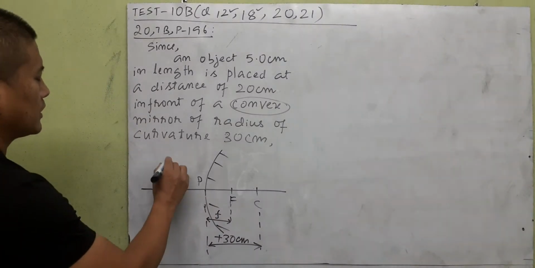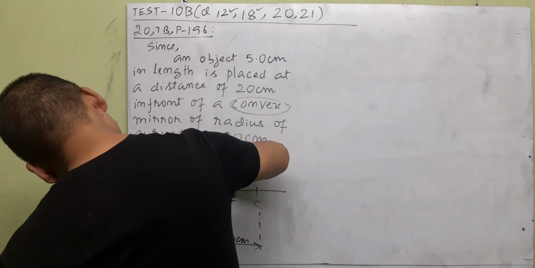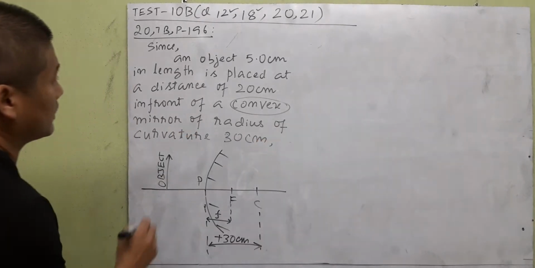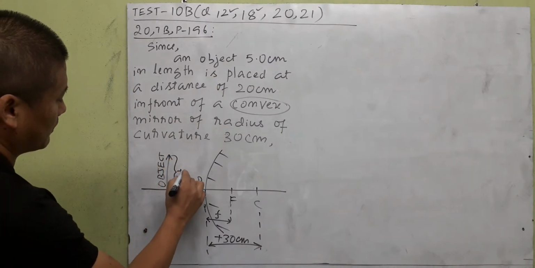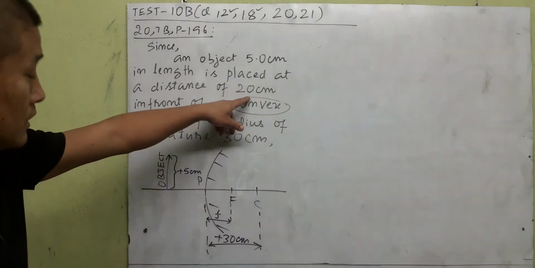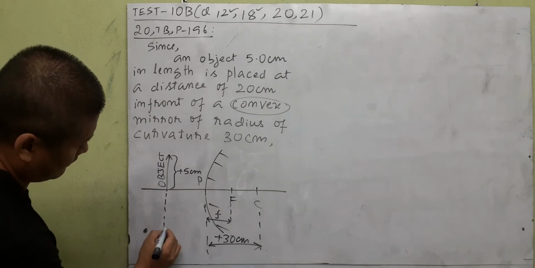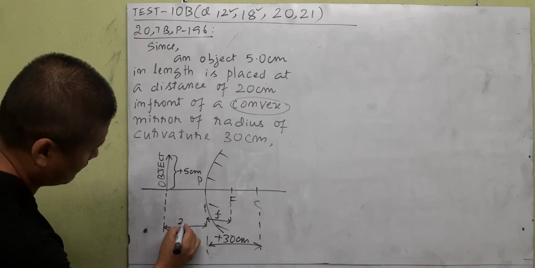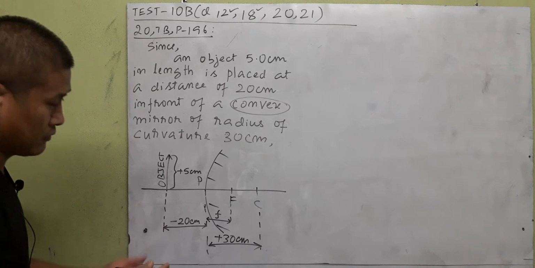So the object is here. This is our object, and the object is 5 centimeter tall. We know the sign convention, so it will be plus 5 centimeter. And it's placed at 20 centimeter distance. So this distance, from the pole P to this object, is 20 centimeter. It is on the left side, so minus.